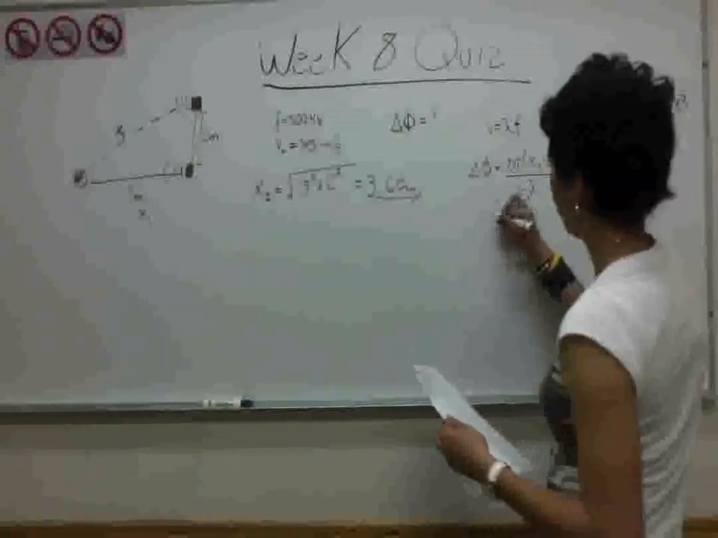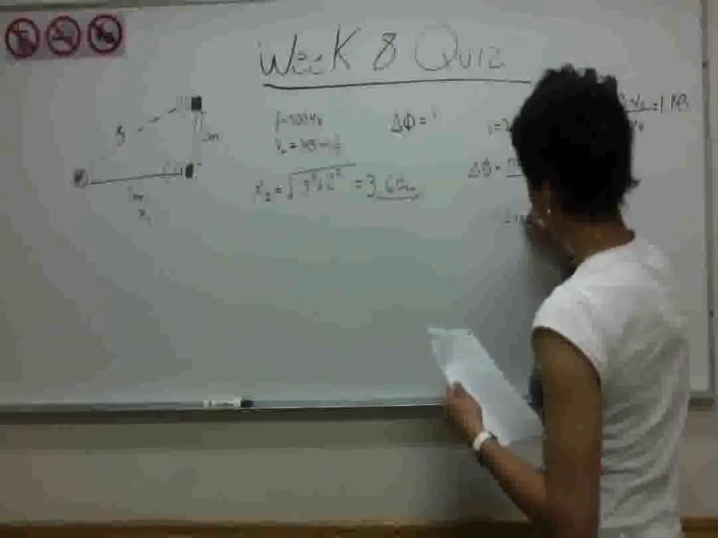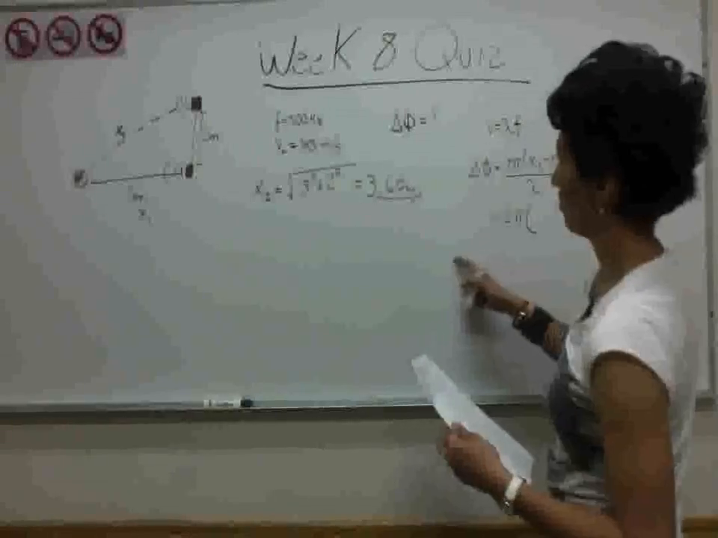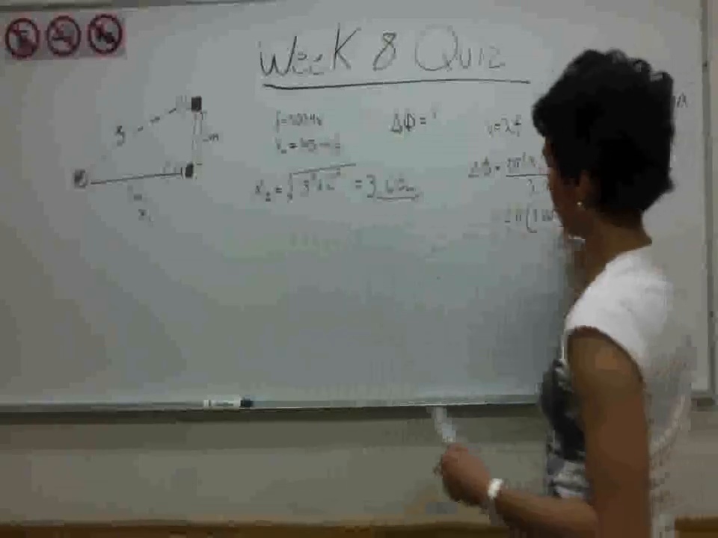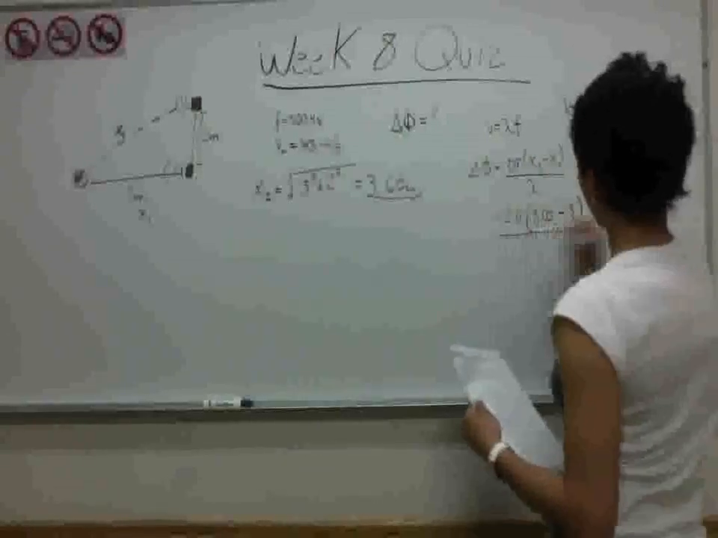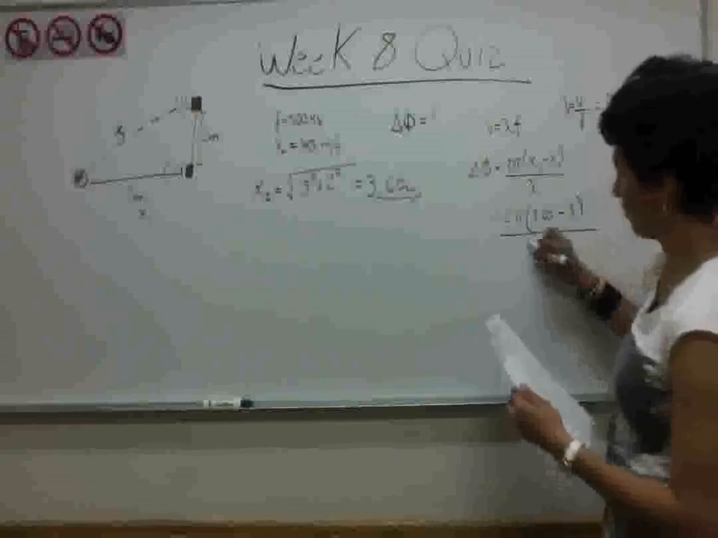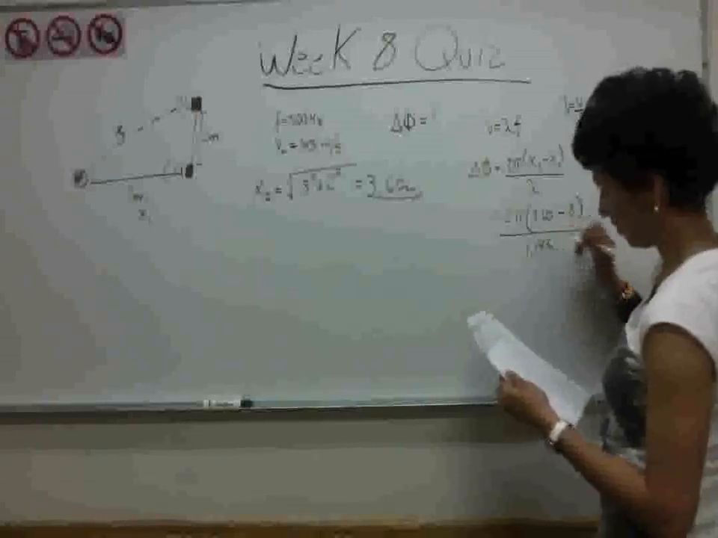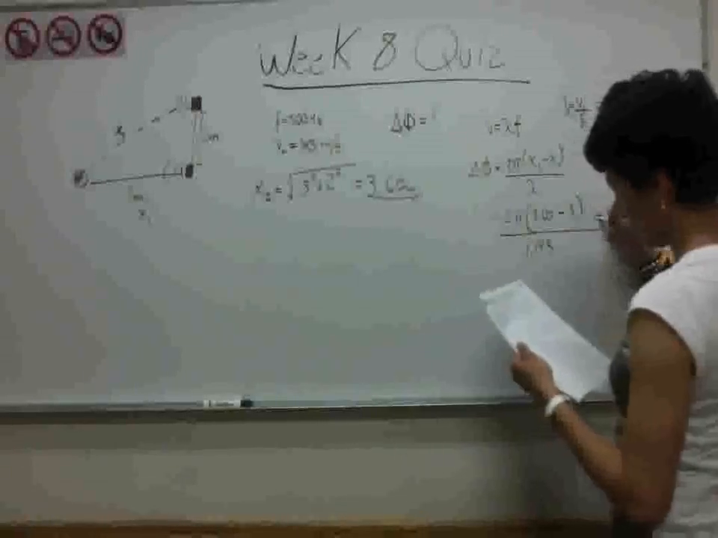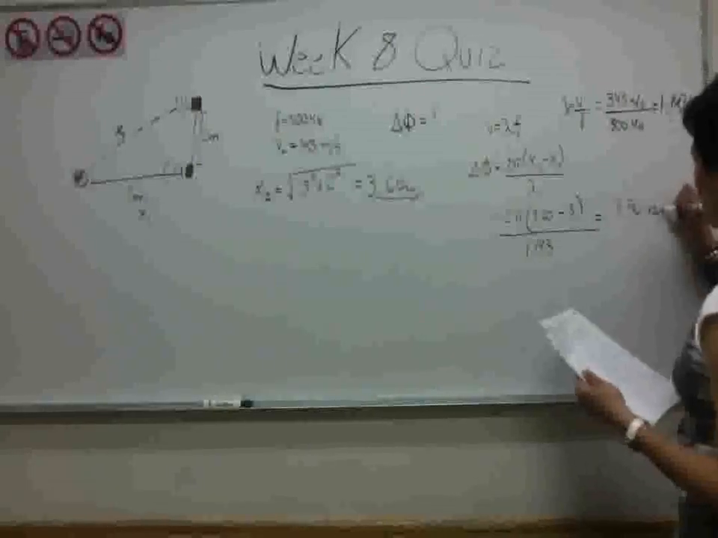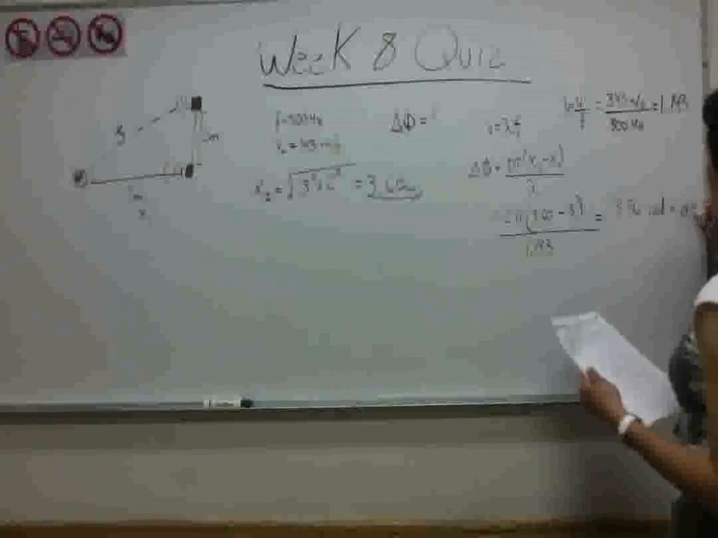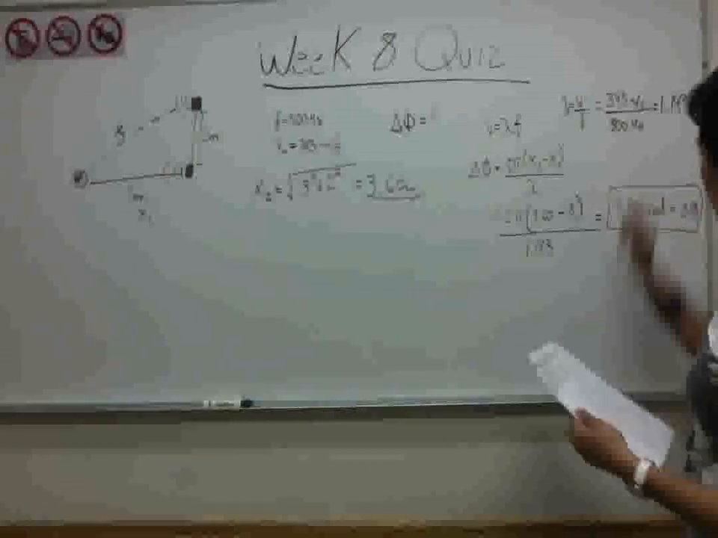And now we substitute everything here, so this is 2 pi times X2, that is 3.60, minus X1, that is 3, over 1.143, and this is equal to 3.30 radians. That is equal to the phase difference.